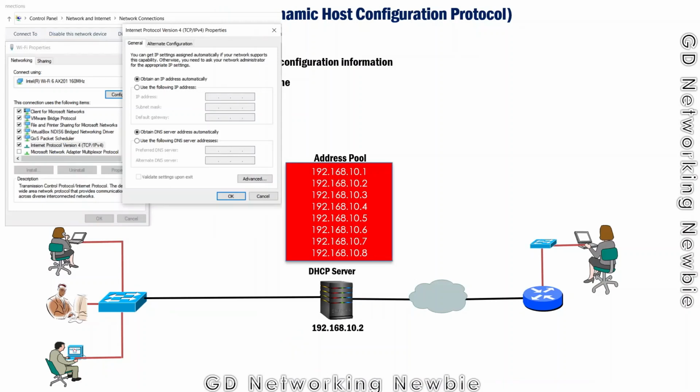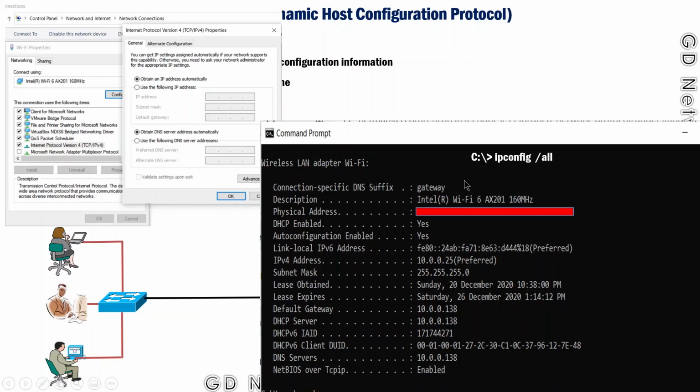Now, for example, in a Windows machine, I have selected this option, obtain an IP address automatically. It means obtain the IP address from a DHCP server. So in this case, if we have a DHCP server, our computer might have been assigned an IP address by it, and we can check this. For example, we received an IP address by this configuration.